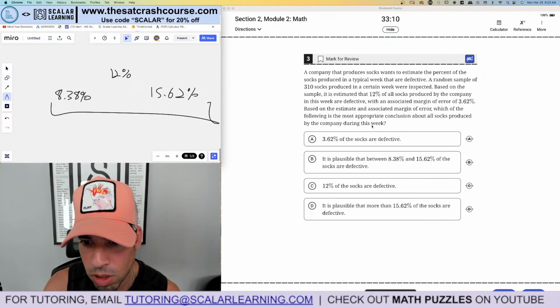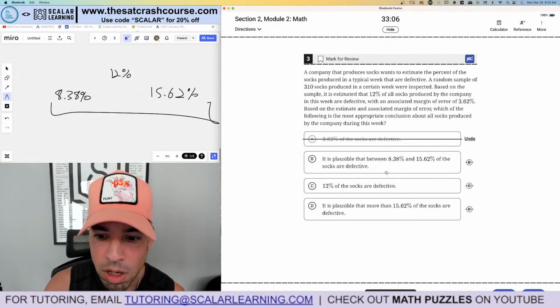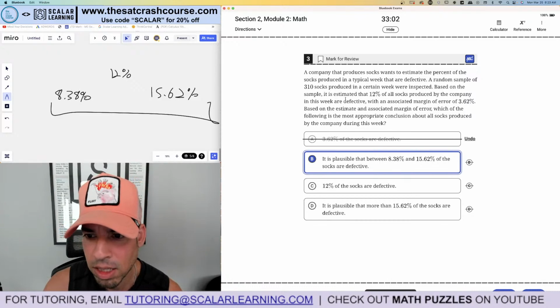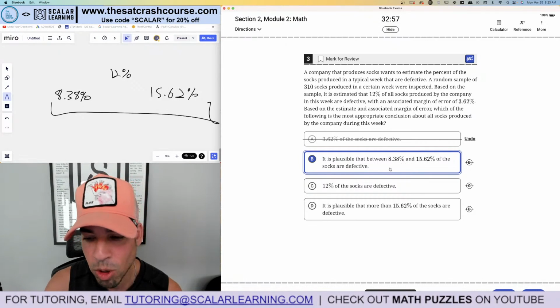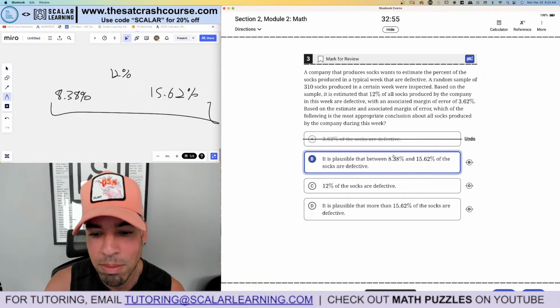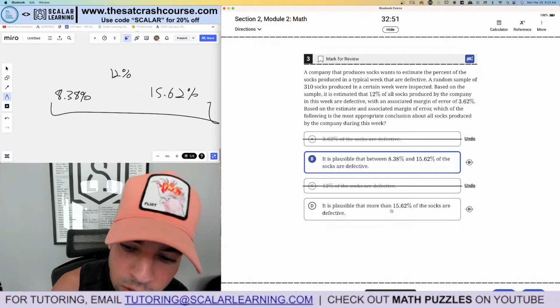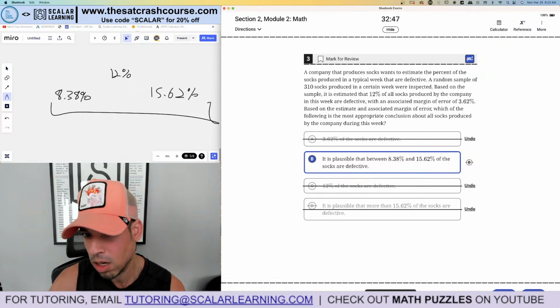Based on the estimate, the most appropriate conclusion. Okay, so no, makes no sense. It is plausible that between 8.3, look at that, boom, defective. And that's the answer that we want. 12% of all socks were defective. And this is the range. That's what margin of error means. It's plausible. Doesn't mean it has to be plausible in between those. 12%, nope, that's too definitive. It's more plausible that it's in that zone, that it's more than that. Boom, done.